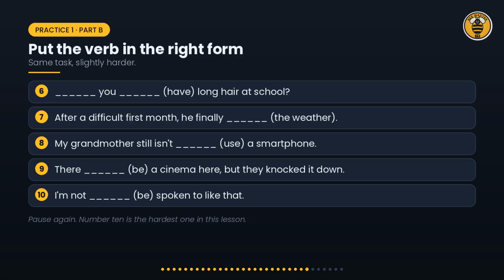Part B. Same task, slightly harder. 6. You have long hair at school. 7. After a difficult first month, he finally the weather. 8. My grandmother still isn't used to smartphone. 9. They're the cinema here, but they knocked it down. 10. I'm not spoken to like that. Pause the video. Number 10 is the hardest one in this lesson.